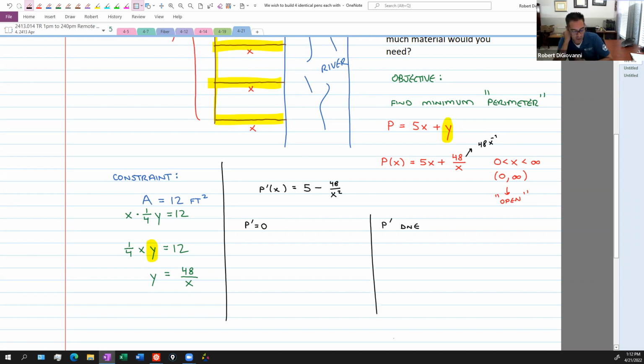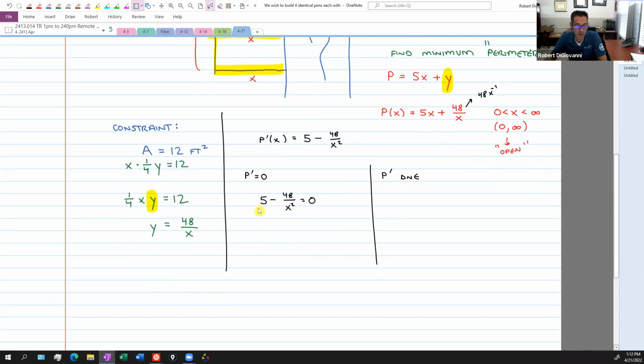Okay, so where's the derivative 0? I've got to take this, set it equal to 0. And this has been becoming a common theme here, that we're going to get a common denominator between these two and put them together. So I will rewrite this as 5/1 and multiply by x squared on the top and bottom. That'll give me 5x squared on top minus the other numerator 48 over the common denominator x squared. When is that 0? And a fraction can only be 0 if the top is 0.